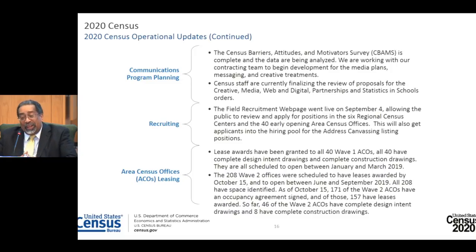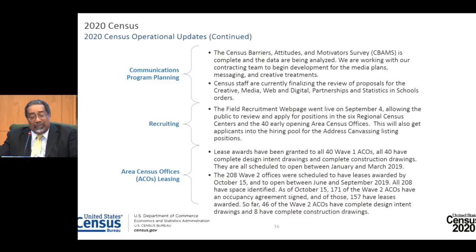We continue to be challenged with the process of executing leases for our area census offices. Lease awards have been granted to all 40 Wave 1 ACOs, and all 40 have completed design intent drawings and complete construction drawings. They're scheduled to open between January and March of 2019.